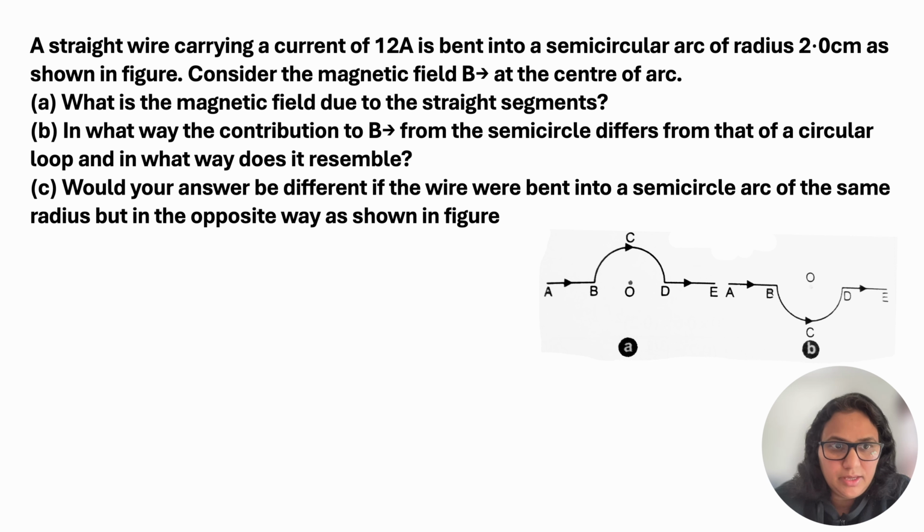Question B. In what way does the contribution to the magnetic field from the semicircle differ from that of a circular loop, and in what way does it resemble? Let us calculate the magnetic field due to the semicircular loop and the circular loop separately. Then we will compare them.